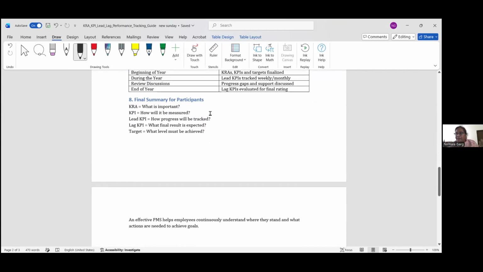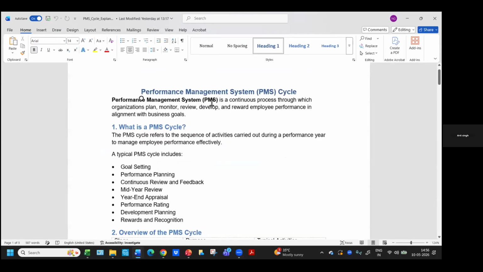Everything is clear? Yes. KRA, KPA, just give me a thumbs up, lead and lag. What are the things which I want you to be very clear about here? KRAs, KPAs, KPIs, lead and lag. Okay, done. Great.